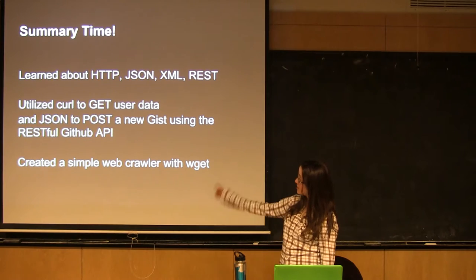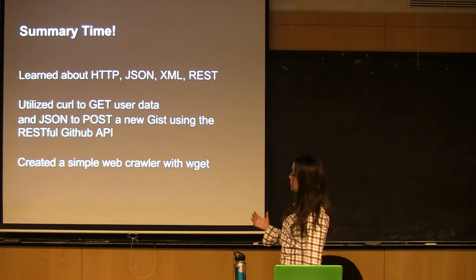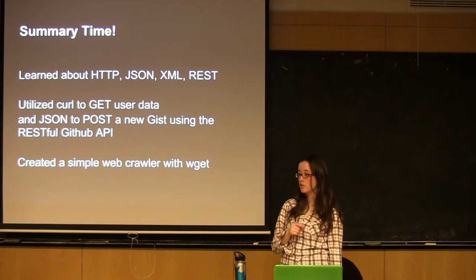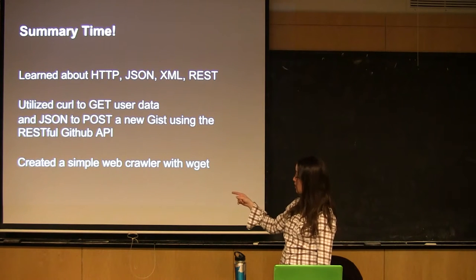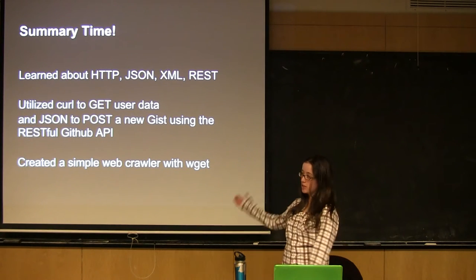Well, we basically covered HTTP, JSON, XML, and Rust, a very high-level overview. We used curl to get some user data using the GitHub API and also post JSON. And we created a simple web crawler. Thank you for talking to many people.